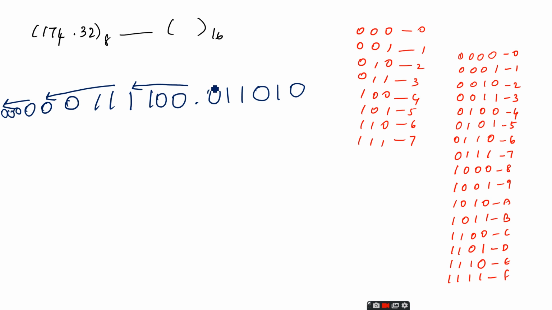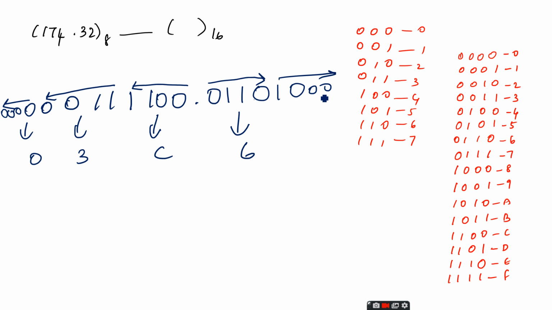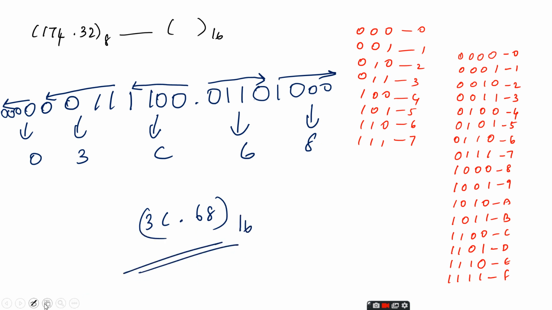After the point, we have to group it from the beginning. So this is the first group. Now it is only 2 bits. We have to add 2 more 0s, and this is the next group of 4 bits. After that, 0000, 0011, that is 3, 1100, that is C, 0110, that is 6, 1000, that is 8. So the answer is 3C.68 base 16. This is the answer.